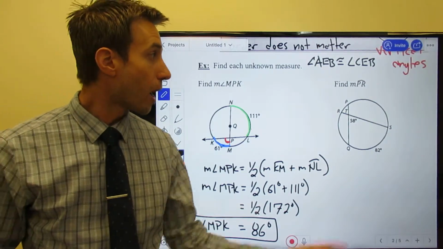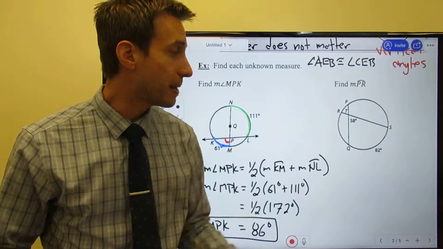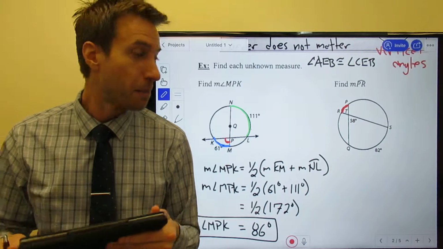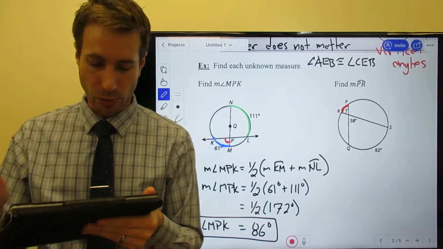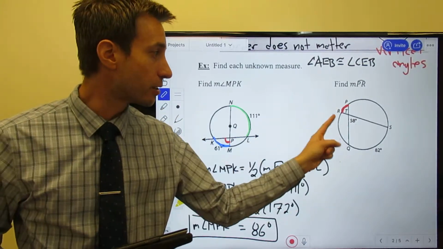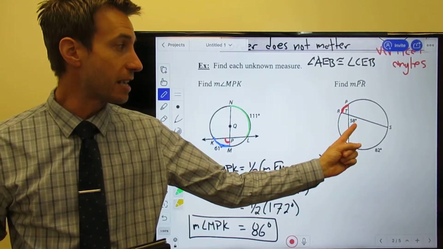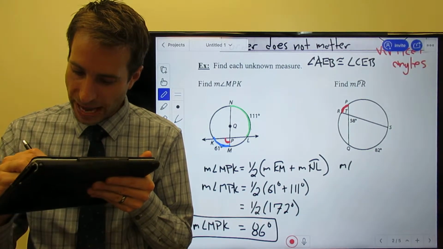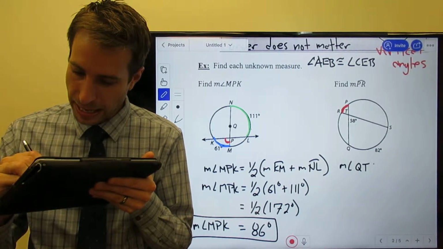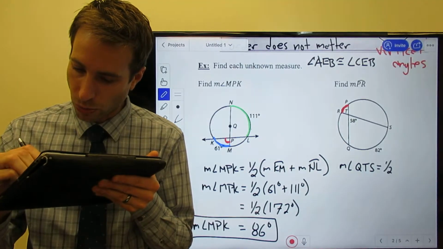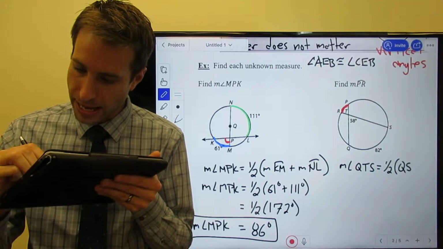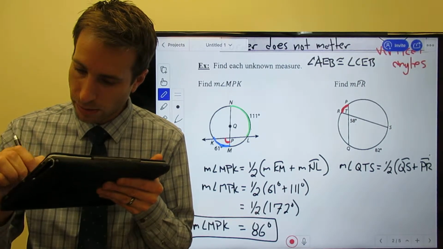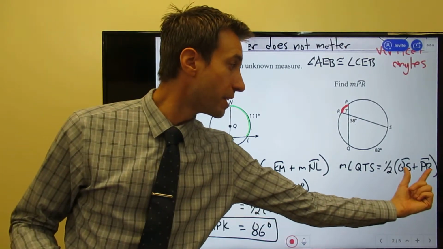Let's do another one. Here we go. I want you to find arc PR. So I want you to find this guy right here. Find the measure of arc PR. Well, here's what I know. I have intersecting chords. So the measure of angle QTS must be equal to 1/2 times QS plus PR. The measure of the arcs.